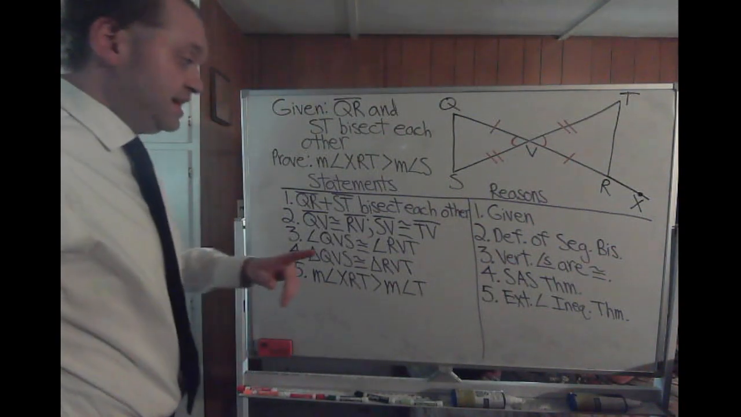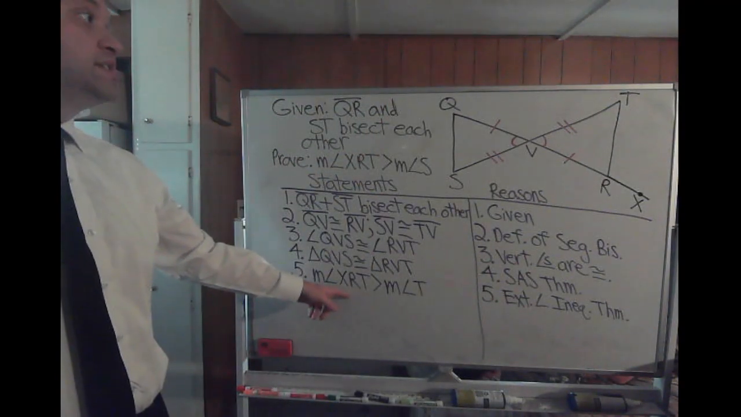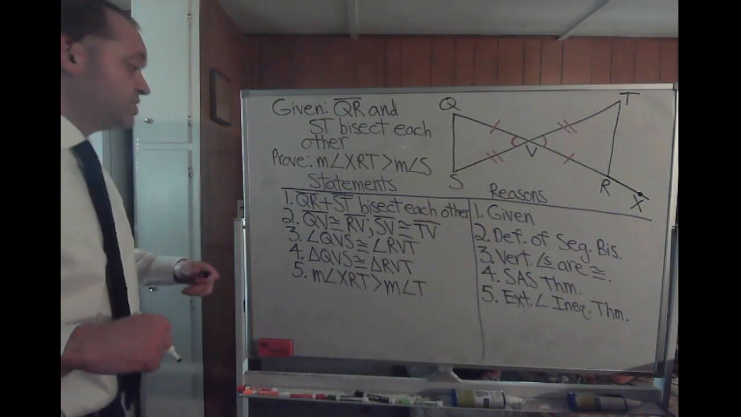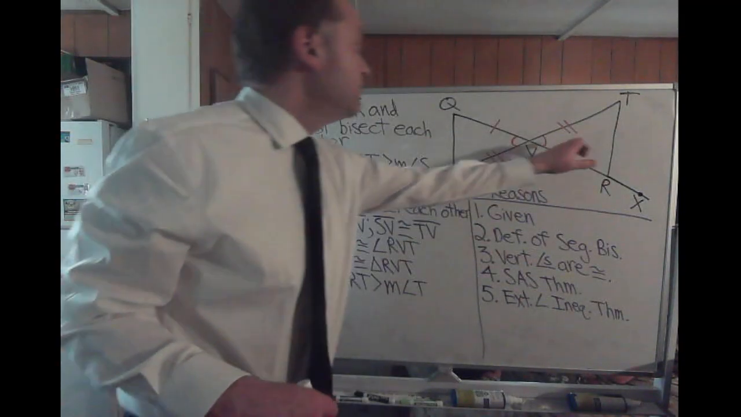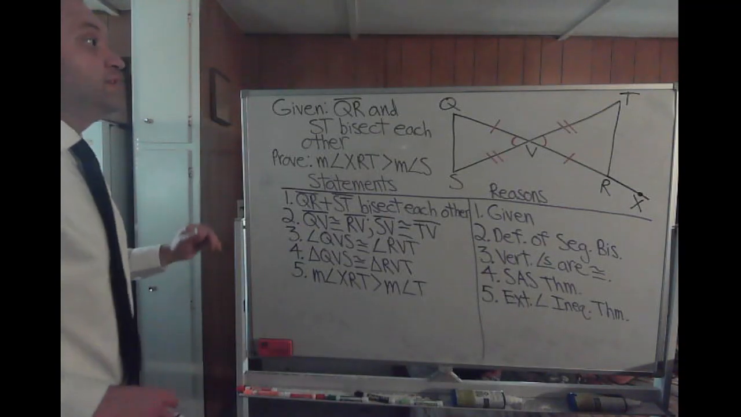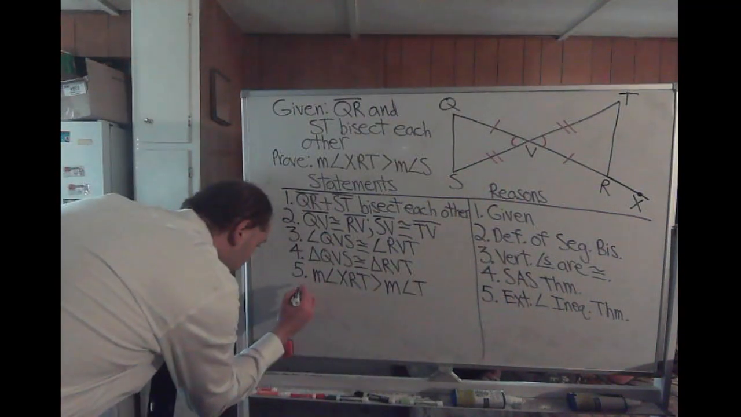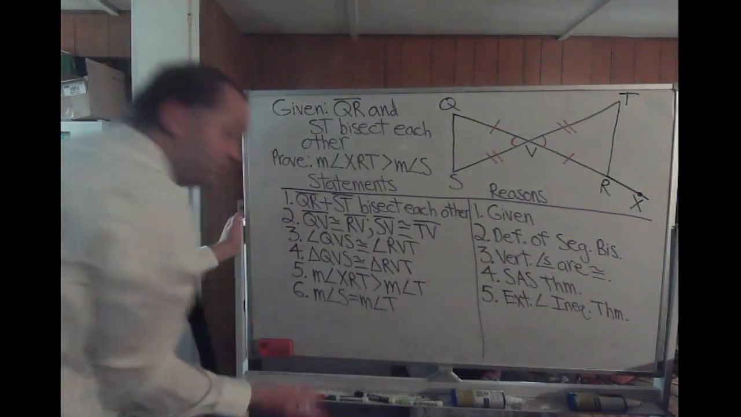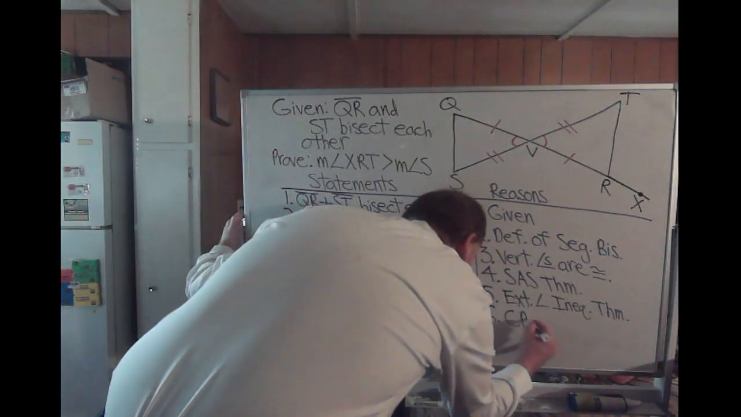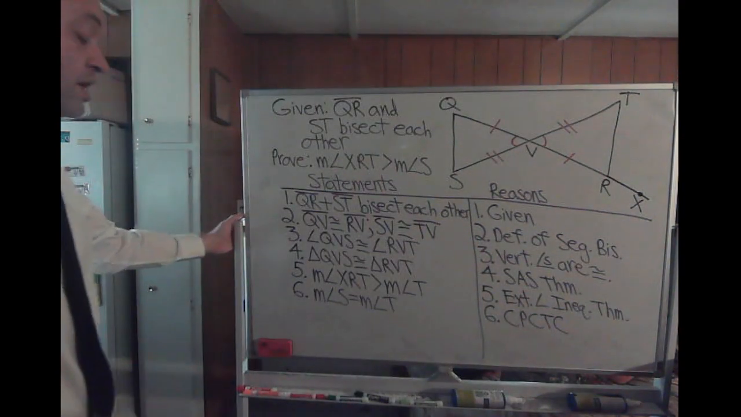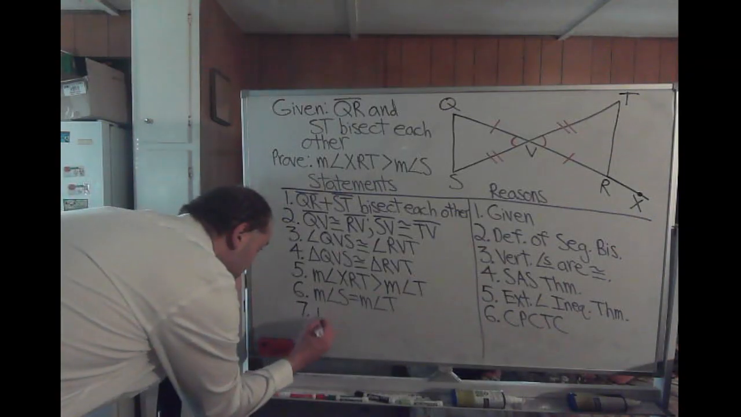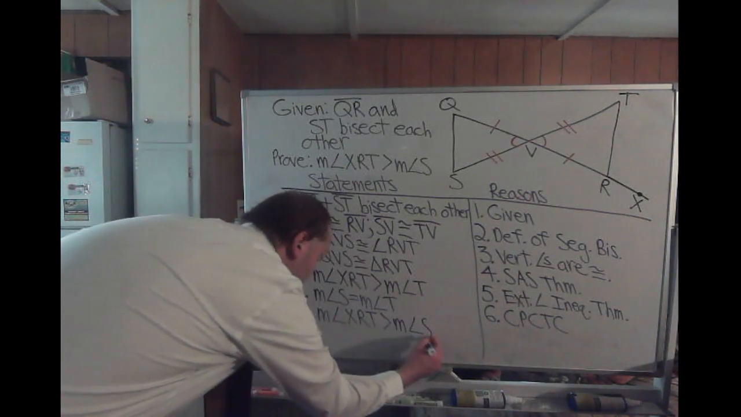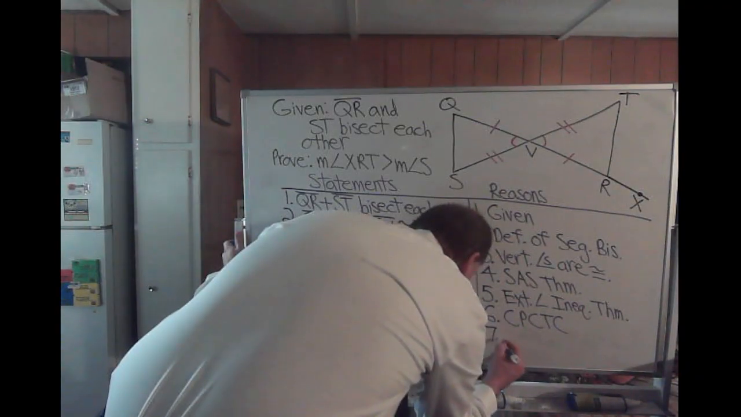Now, we've determined by the Exterior Angle Inequality Theorem that the measure of angle XRT is greater than the measure of angle T, okay? Now let's come back to congruent triangles. If triangle QVS and triangle RVT are congruent, then that would have to mean that angles T and S are congruent to each other. So the measure of angle S equals the measure of angle T by CPCTC. Corresponding parts of congruent triangles are congruent. Which now from here we have one final statement, that the measure of angle XRT is greater than the measure of angle S, which is ultimately what we were seeking to prove. That would be by the substitution property.